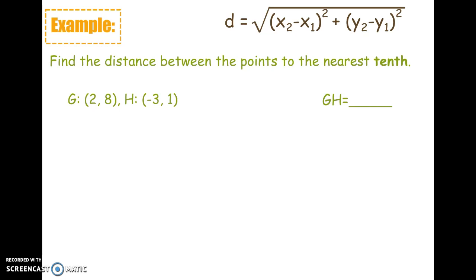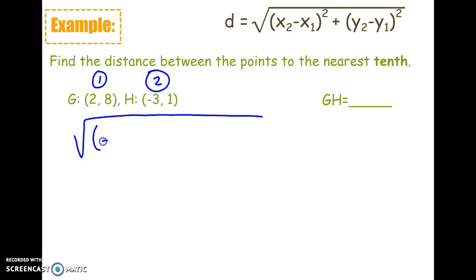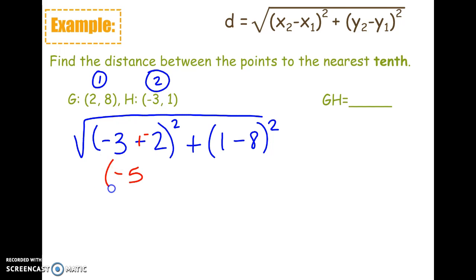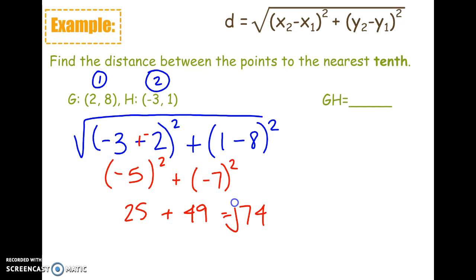So this is your first example. I'm going to write the whole thing out. We're going to use this as point 1, and this is point 2. So my point 2 x value is negative 3, minus my point 1 x value is 2. Square that. Plus my point 2 y value is 1, minus 8. Square that. From there, I do this subtraction, which is kind of like adding. So I have negative 5 squared. 1 minus 8 is negative 7. Got to square that. So I have 25 plus 49. Got to add those together, which gives me 74. Finally, I take the square root of that. I get about 8.6.